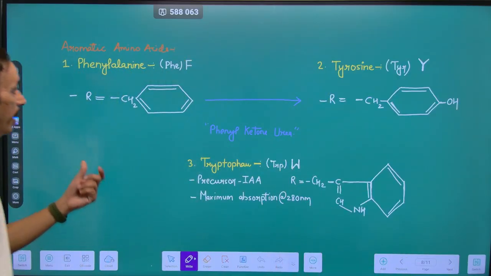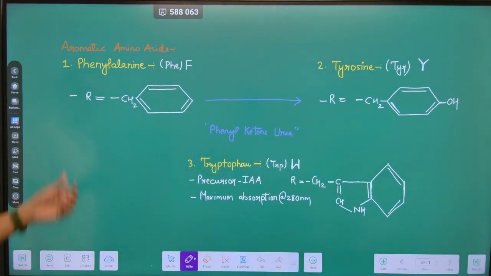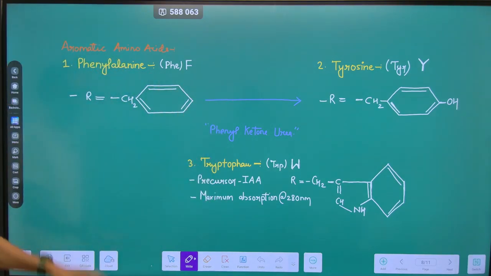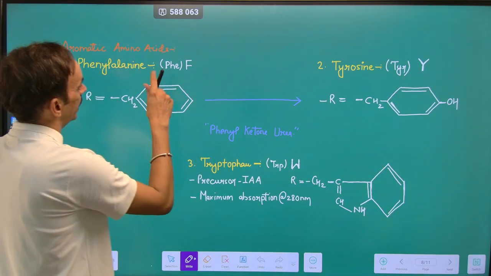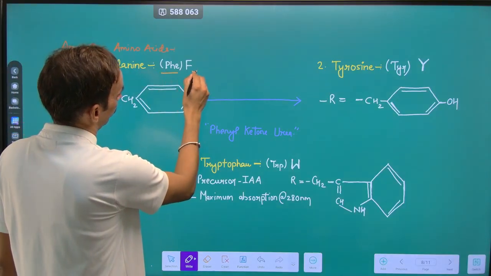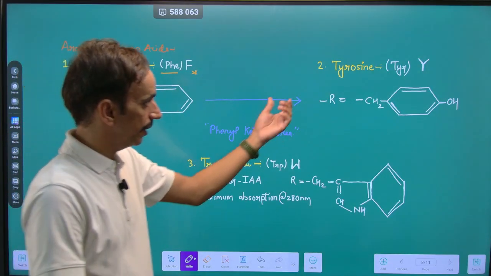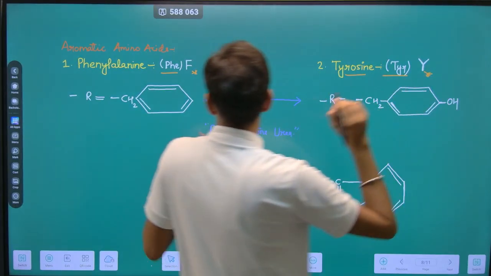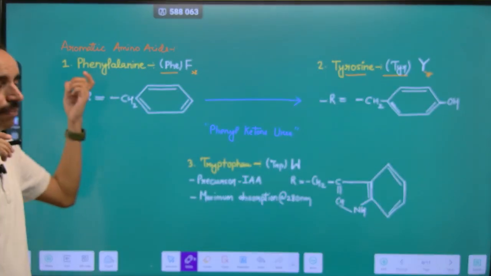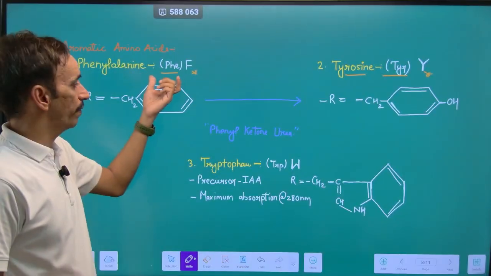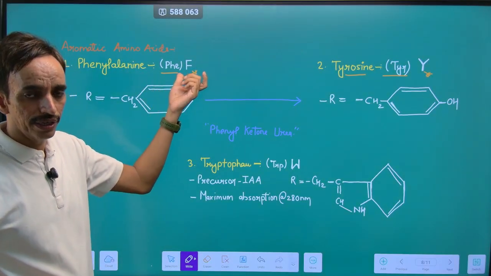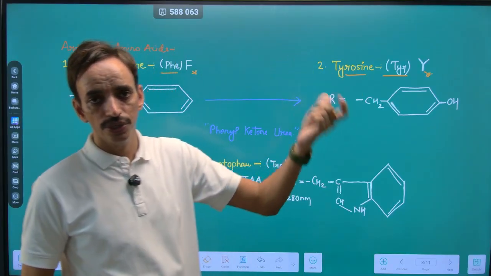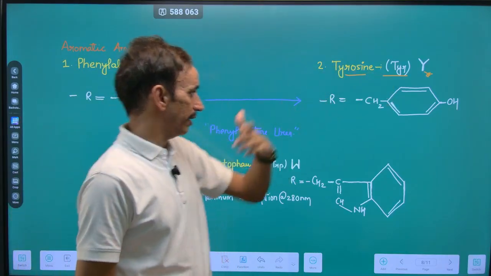Next is the aromatic amino acid. They are of three types: phenylalanine, tyrosine, and tryptophan. Phenylalanine is abbreviated as PHE, denoted by the alphabet F. Tyrosine by TYR, denoted by Y. P, क्योंकि आप प्रोलिन को दोगे तो यहाँ पे phenylalanine को F अल्फाबेट से डिनोट कर रहे हो. टायरोसिन को T आप पहले थ्रियोनिन को दे चुके हो, इसलिए Y से आप डिनोट कर रहे हो.